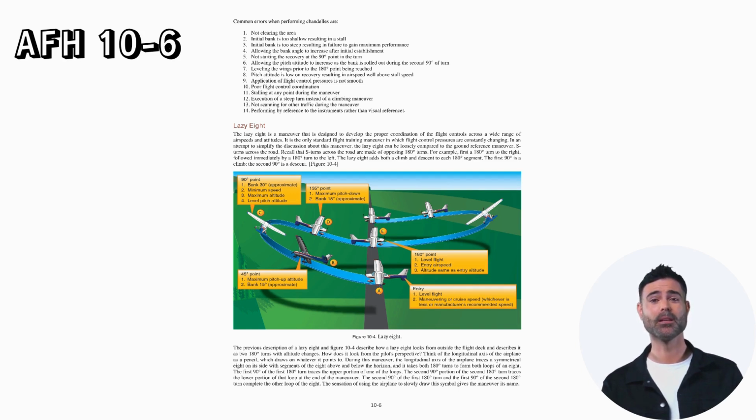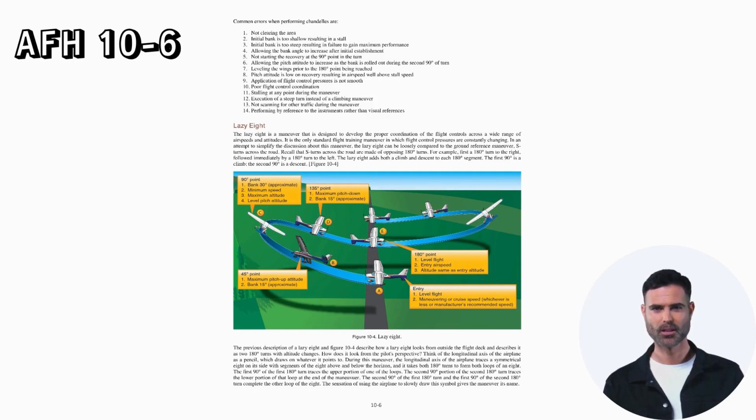Recall that S-turns across the road are made of opposing 180-degree turns. For example, first a 180-degree turn to the right, followed immediately by a 180-degree turn to the left. The Lazy 8 adds both a climb and descent to each 180-degree segment. The first 90 degrees is a climb, the second 90 degrees is a descent.